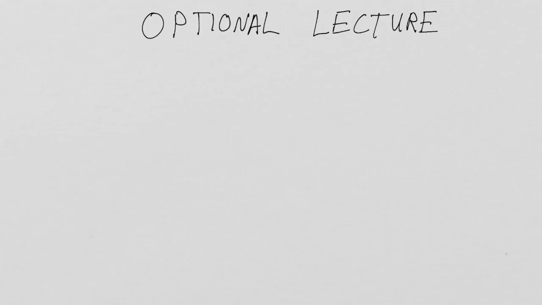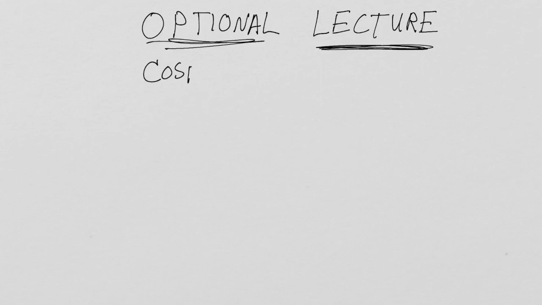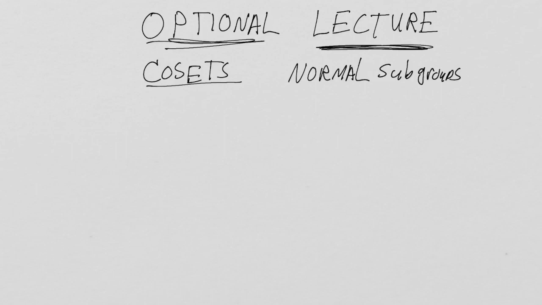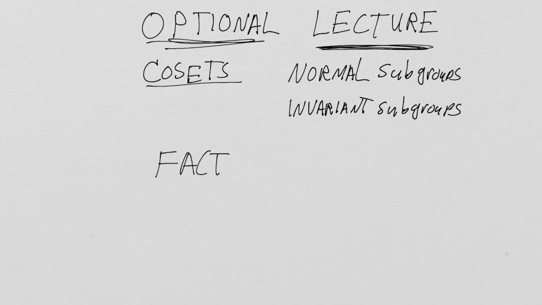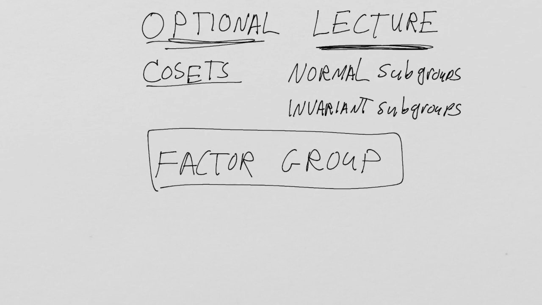Right, this is going to be an optional lecture. It's going to be a bit of a review of a particular element of group theory, specifically involving the concept of cosets, normal subgroups, which are also called invariant subgroups. And ultimately, I'm interested in making sure you remember the idea of a factor group. Because this ultimately will become important when we discuss the notion of a covering space and some other things down the road.